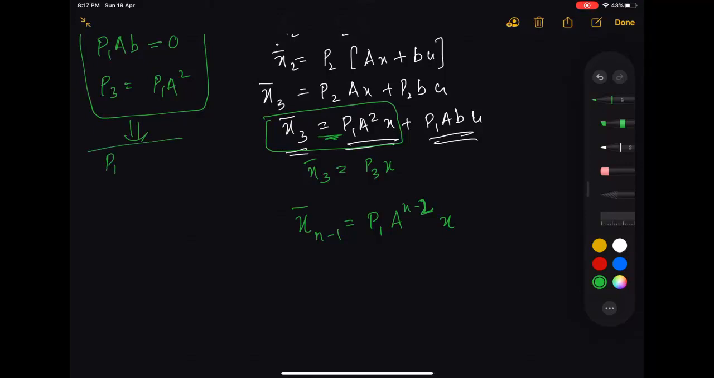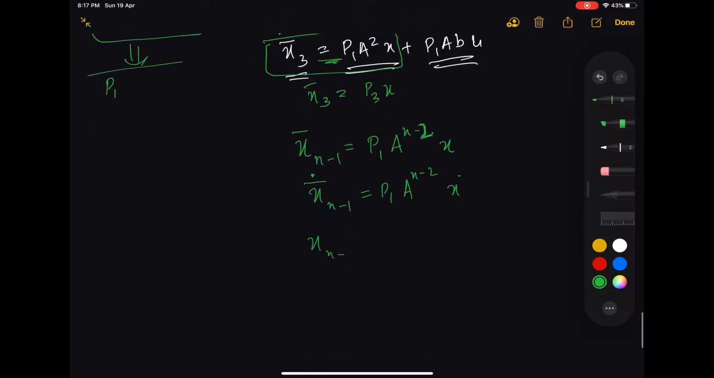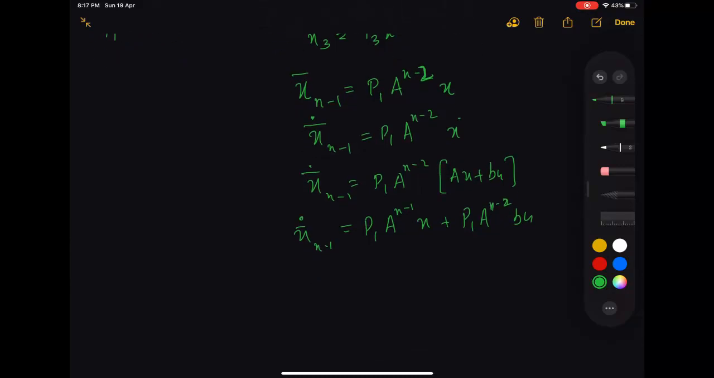Okay, let us differentiate this one and see what we get. So xn minus 1 bar dot is equal to p1 a to the power n minus 2 times x dot. This is going to be ax plus bu. So it's going to be p1 a to the power n minus 1 x plus p1 a to the power n minus 2 bu. Again, xn minus 1 bar dot is equal to xn.